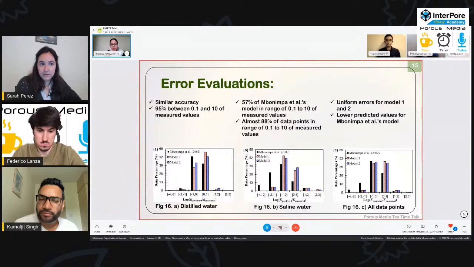And in figure C, we have the error evaluation results of all data points altogether. This is water and solution also. And we can see that Model 1 and Model 2 present somewhat uniform errors. However, Bonimpose models tend to predict values lower than their measured values.